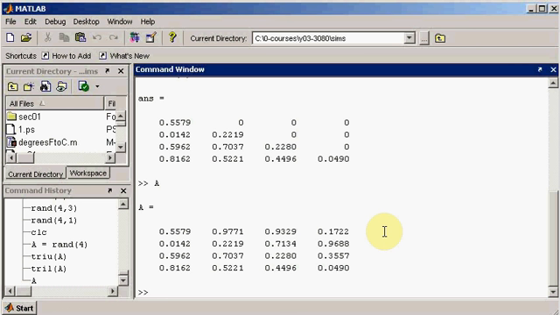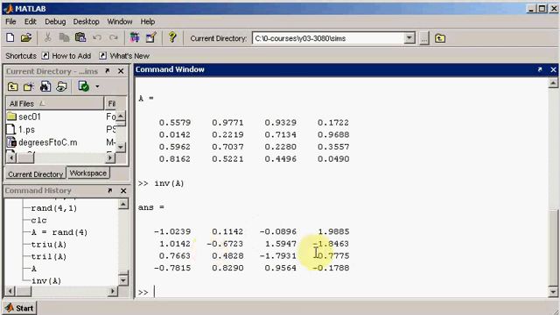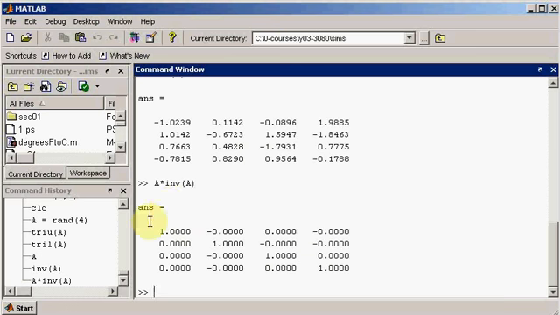Let's look now at our first important operation, which is the matrix inversion. So the statement inv(A) returns for us the inverse of the matrix A. And let's just test to see whether that is actually an inverse matrix. So we can ask for A times inv(A), and we see here the result of that is indeed the identity matrix. You can see a diagonal of ones and the rest are zeros. So this appears to be giving us the inverse of matrix A.